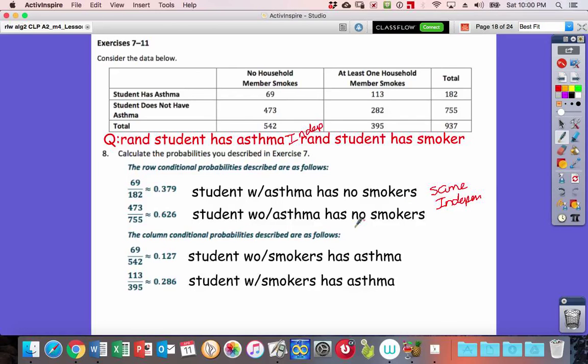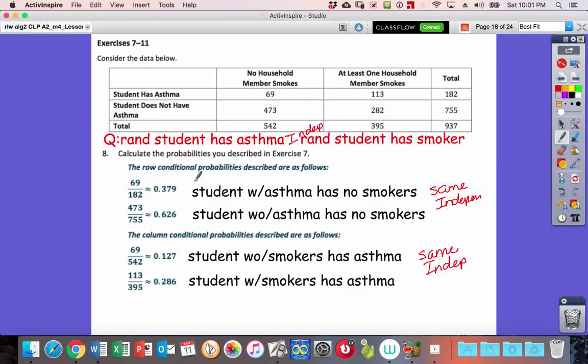Now, same way, if I come down here and look at students that have no smokers in their family and see how many of them had asthma. What's the probability that they have asthma? Or I could look at students with smokers in their family and what's the probability that they have asthma. If these were the same, then I could say those events were independent. This is how I could use my conditional probability to tell if two events are independent.